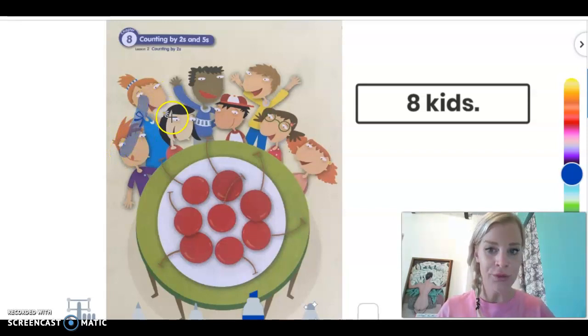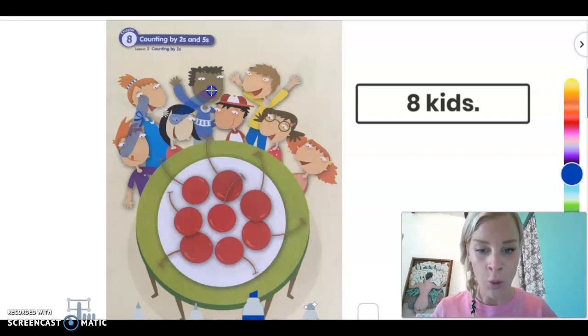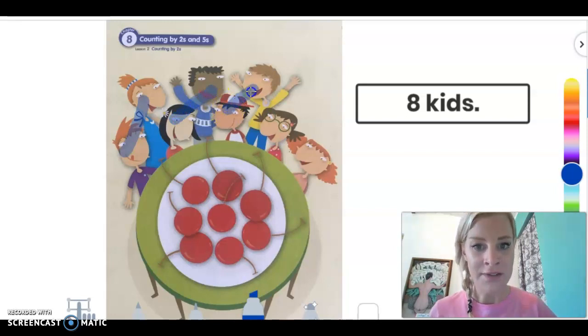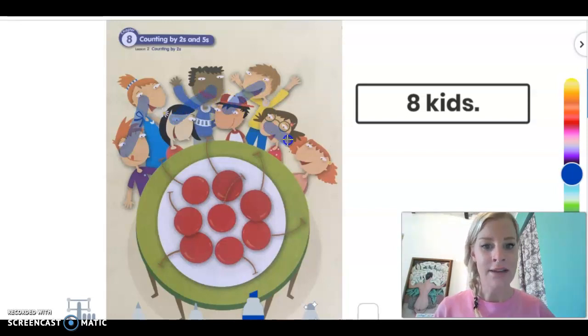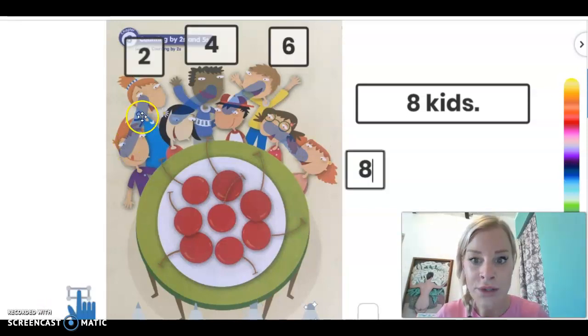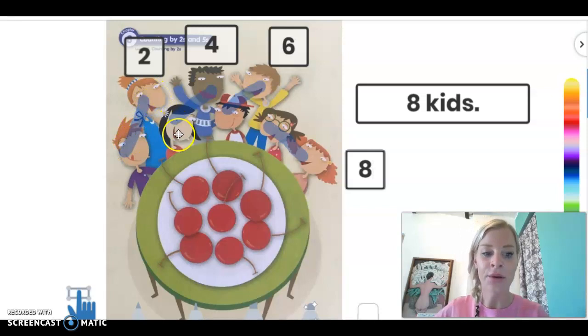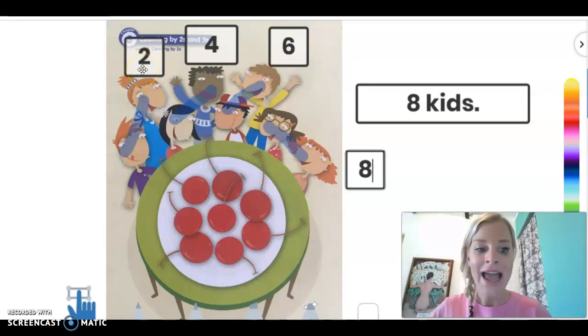1, 2, 3, 4, 5, 6, 7, 8. I was saying some of the numbers quiet and some of the numbers loud. Can you try that with me? 1, 2, 3, 4, 5, 6, 7, 8. The numbers that I'm saying out loud is every other number.